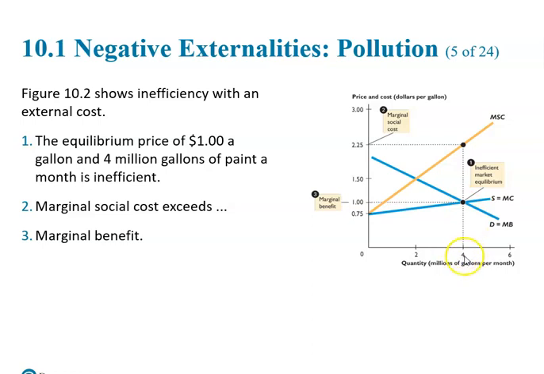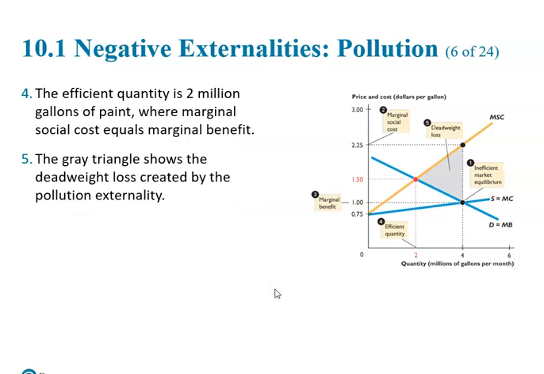So the production of 4 million gallons per month, once again, corresponds to a market equilibrium price of $1 per gallon of paint. But what we have to keep in mind is that marginal social cost actually exceeds the marginal private cost and also the marginal benefit. So in this scenario, since the producer is not taking into account the cost of production which is falling on to others, the efficient quantity should actually be only 2 million gallons of paint, because that is the intersection of the demand curve and the marginal social cost curve.